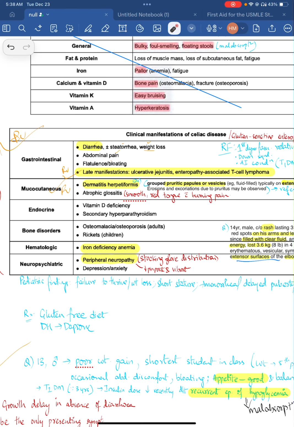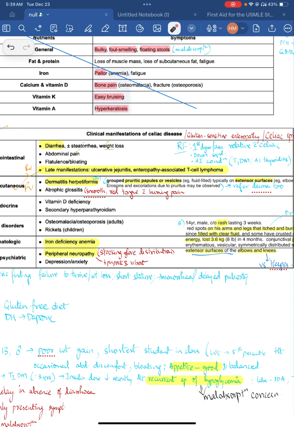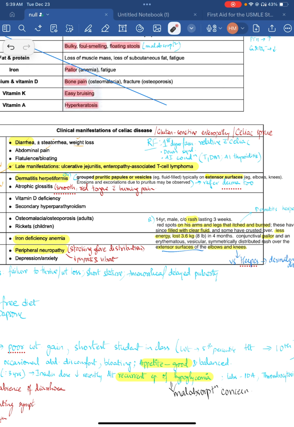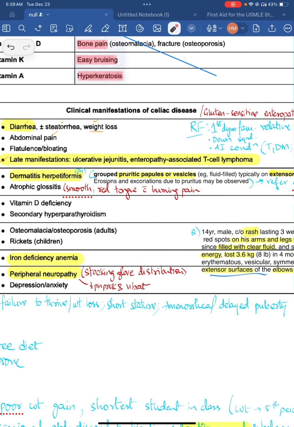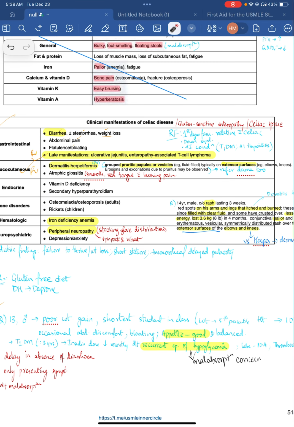Dermatitis herpetiformis. Celiac disease is associated with a skin condition called dermatitis herpetiformis. What is dermatitis herpetiformis? Patient has grouped pruritic papules or vesicles on the extensor surface, like elbows or knees. Why is it called herpetiformis? Because they look like herpes infection. In herpes infection also you see papules or vesicles which are fluid filled and they are grouped together. And because there is pruritus in these papules or vesicles, you can see erosions and excoriations too.